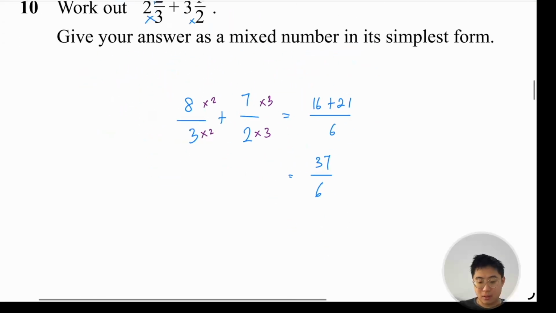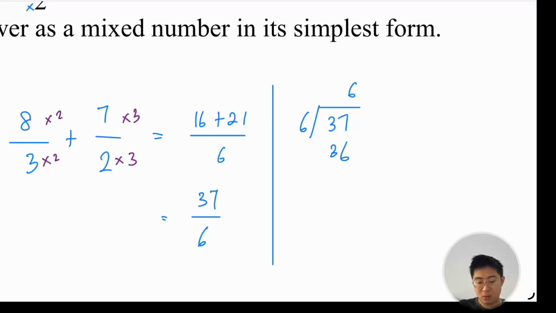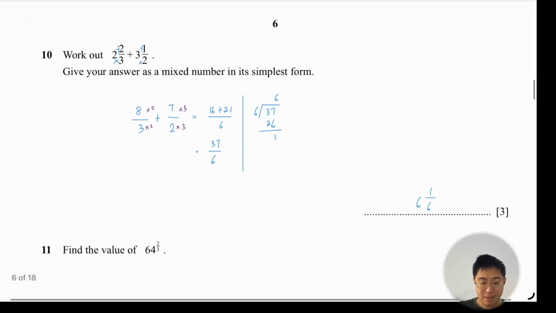And then we can simplify this. Very, very easy. Just divide 37 by 6. 6 sixes is 36, so you have 1 as the remainder. The remainder will always be part of that fraction. So you have 6, 1 over 6. And that is how you do question 10.